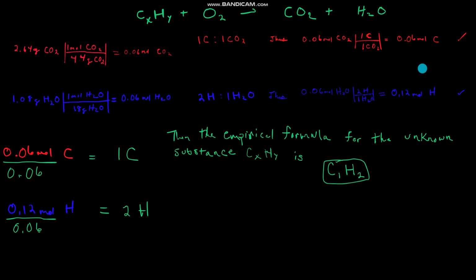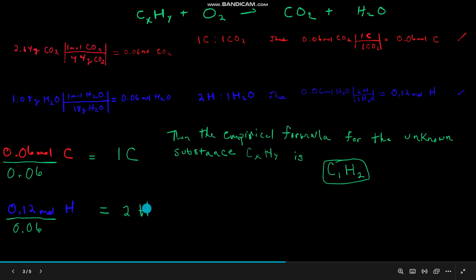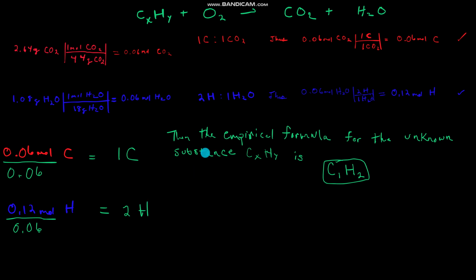Now, once you have both of these values, we're at the point where we can determine our empirical formula by dividing by the smallest number of moles that we have in here. That's 0.06 mole of carbon, so we just divide by 0.06 in both of these expressions down here. And then what you'll get is 1 carbon, of course, and then 2 hydrogen. And there we have it. The empirical formula for the unknown substance, CxHy, is C1H2, or CH2.